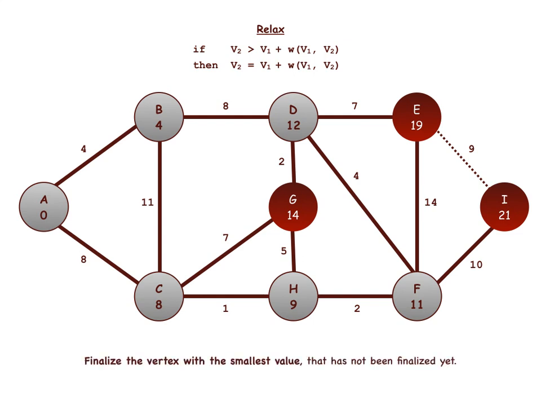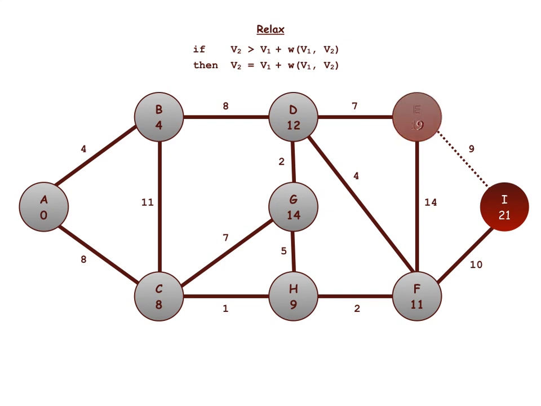Now we're going to finalize the vertex with the smallest value, and that is vertex G. That being said, all of the edges coming out of G have already been relaxed, so we're going to skip that step and go ahead and finalize another vertex. And the next smallest vertex is vertex E. And then we're going to relax the single edge coming out of E that has not been relaxed yet. Here we're comparing 21 to 19 plus 9. 21 is not larger, so I's value will not change.